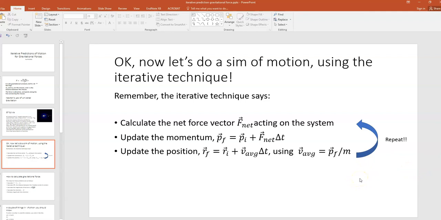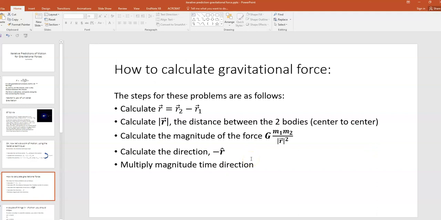We already talked about how to do this in a simulation with projectile motion and then one with springs, but now we're going to do another simulation using gravity. So that first step is to calculate the net force vector acting on the system. Matter and Interactions in chapter 3 goes through how to calculate the gravitational force in a step-by-step way. So we're going to follow this method in our code that we're going to use to model the motion of Sylvia and Romulus. The steps for calculating the gravitational force are outlined as follows.